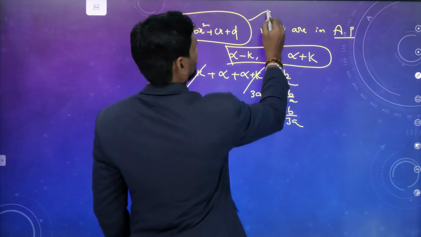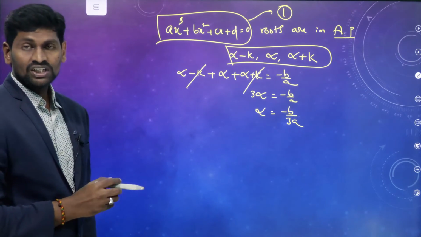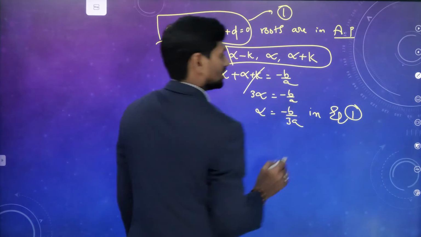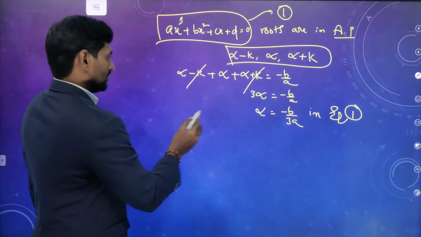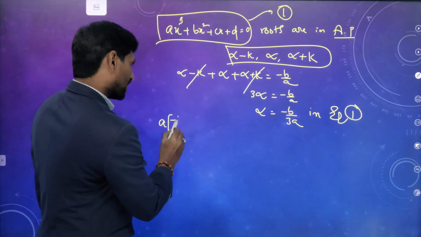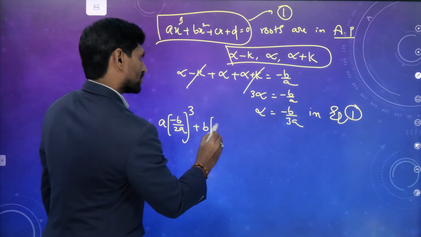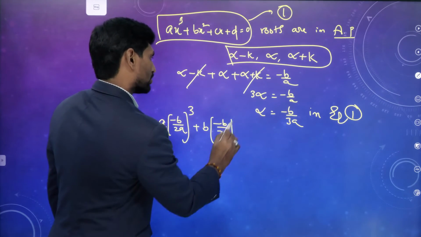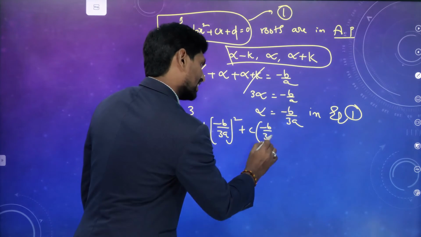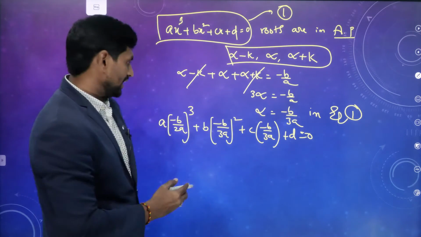This minus b by 3a, let us substitute in equation 1, which equals 0. So that is a into x cube; in the place of x, we write minus b by 3a whole cube, plus b into minus b by 3a whole square, plus c into minus b by 3a, plus d equals 0. I just substitute like this. Now let us simplify this.